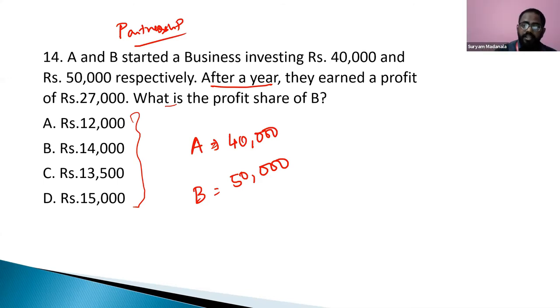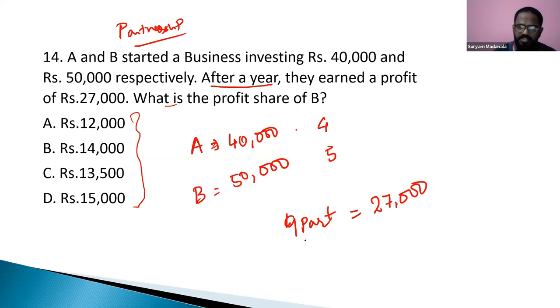Okay? Now, how will the profit be distributed? In what ratio? We are comparing it. In 4:5 ratio. Yes, you're right. So in total how many parts? The profit will be divided into 9 parts, which is equal to 27,000.